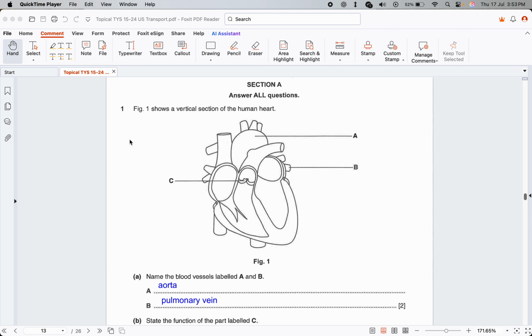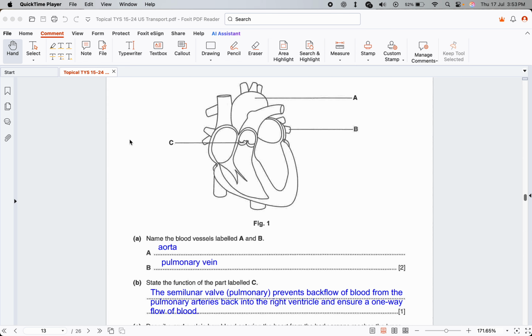Anyway, let's get started. So the parts of the blood vessel, please be careful here. You do not want to lose any of these kind of marks, especially when it's 3 marks. I think some of us wrote actually pulmonary artery. Remember that the pulmonary artery carries blood away from the heart towards the lung, and the pulmonary vein carries blood from the lung back towards the heart. So all veins carry blood towards the heart.